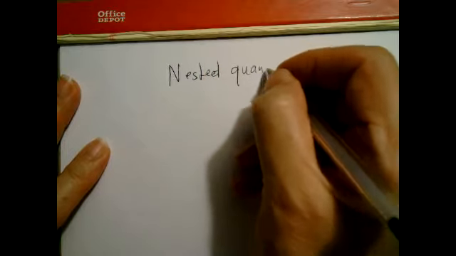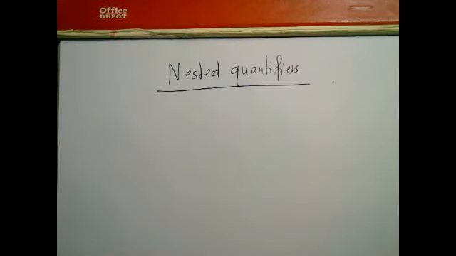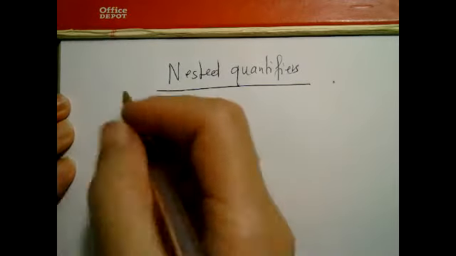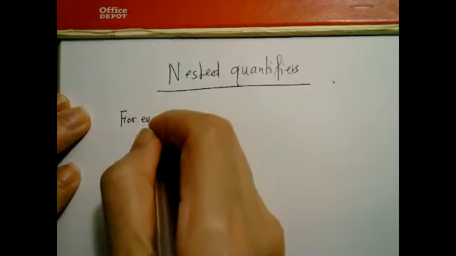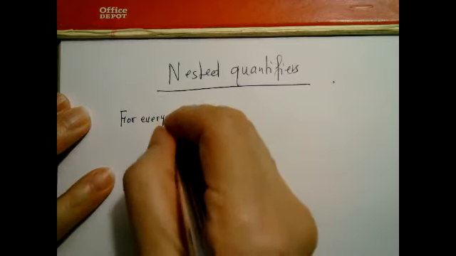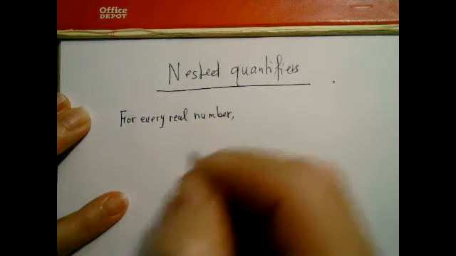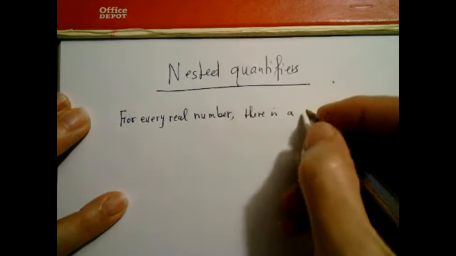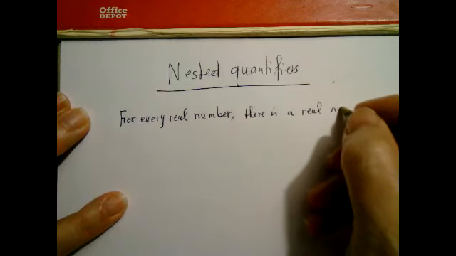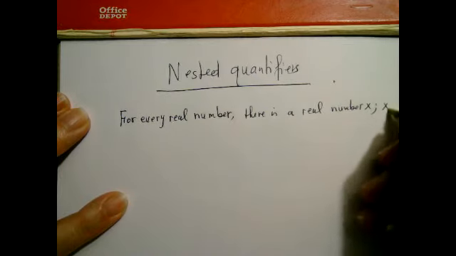Nested quantifiers. So I'm going to write a sentence for you, in words, and you have to write it in symbols. Let us see. Suppose I tell you the following: for every real number y, there is a real number x such that x is strictly less than y.